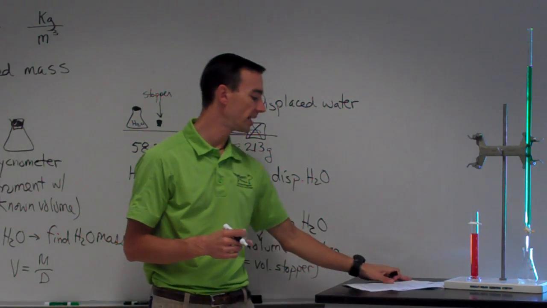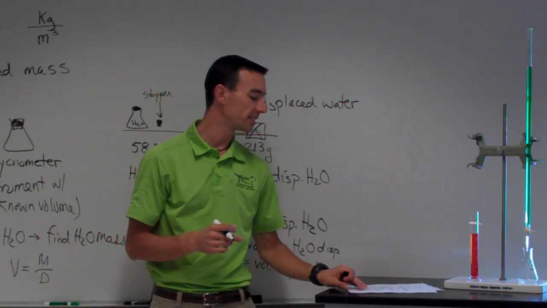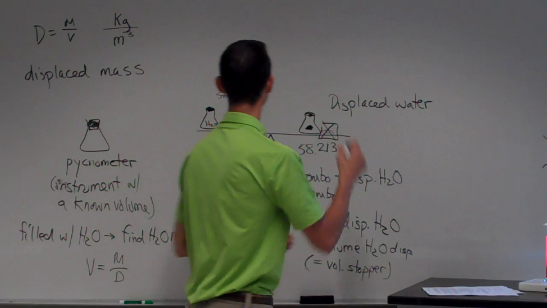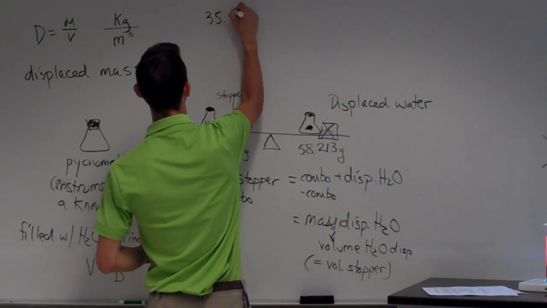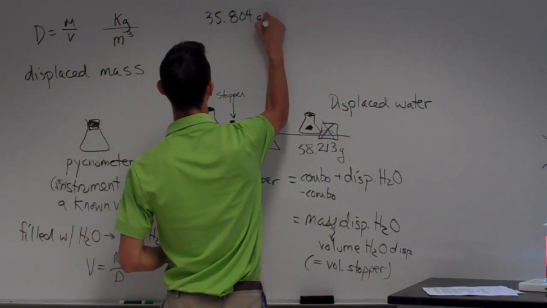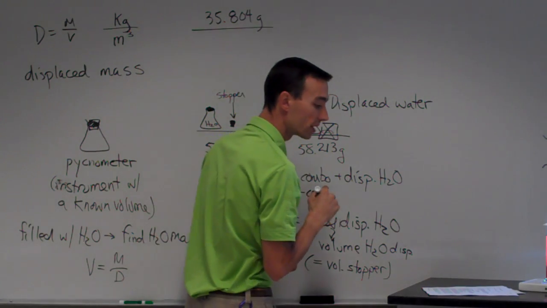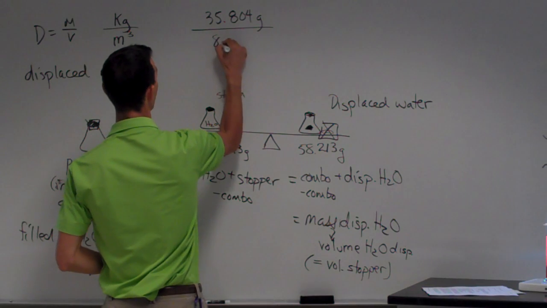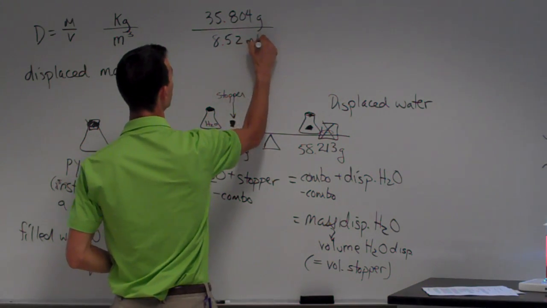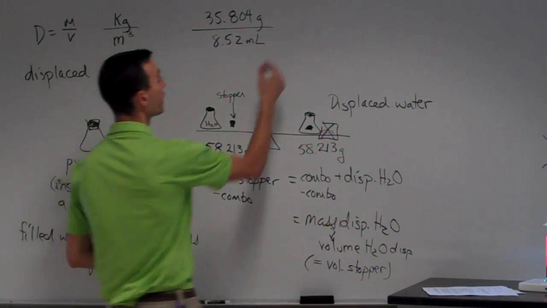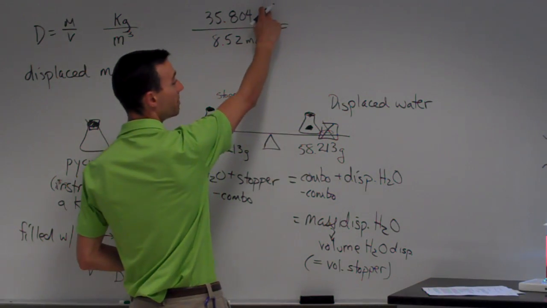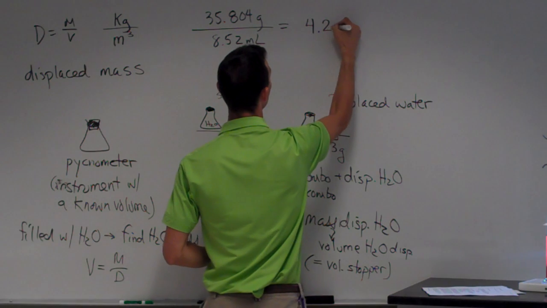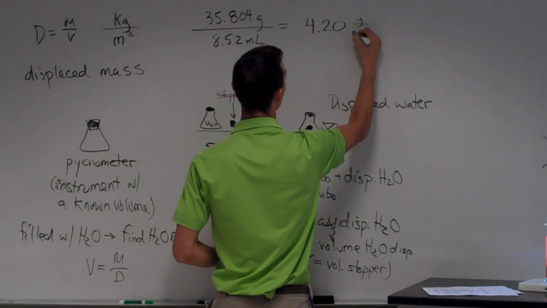So the third question then says, let's calculate the density of an object. We're given its mass from the electronic balance, 35.804 grams. And we're told that the volume by our displacement method is 8.52 milliliters. So the density is quickly found by dividing the mass by that volume, or 4.20 grams per milliliter.